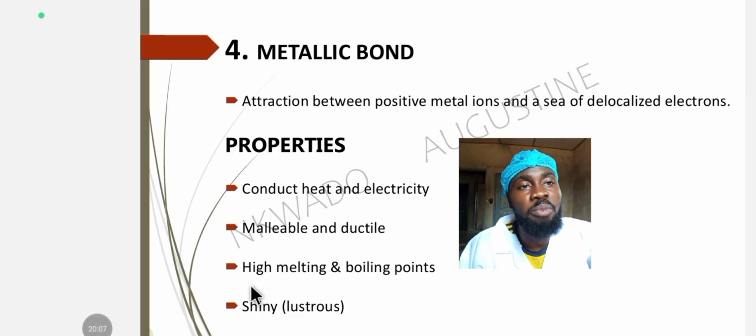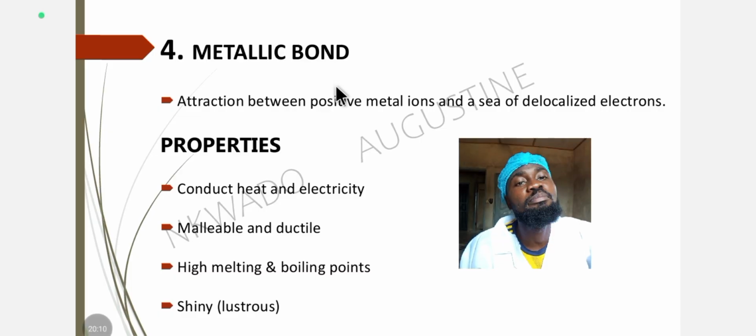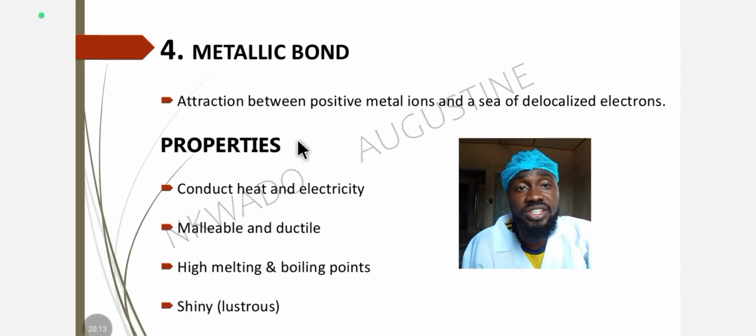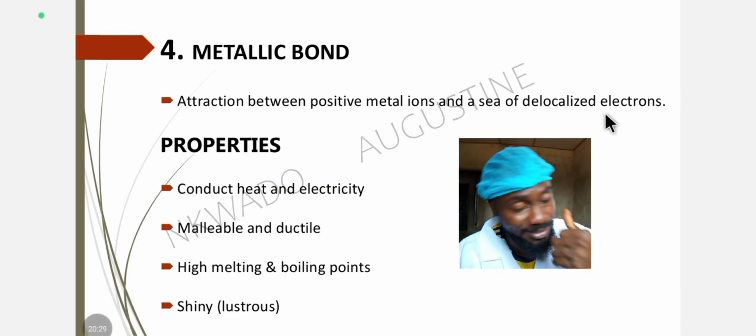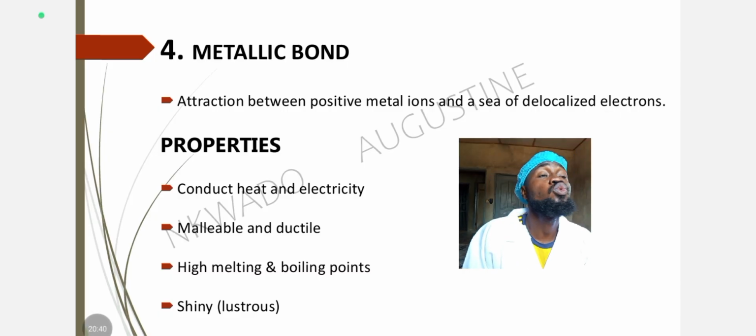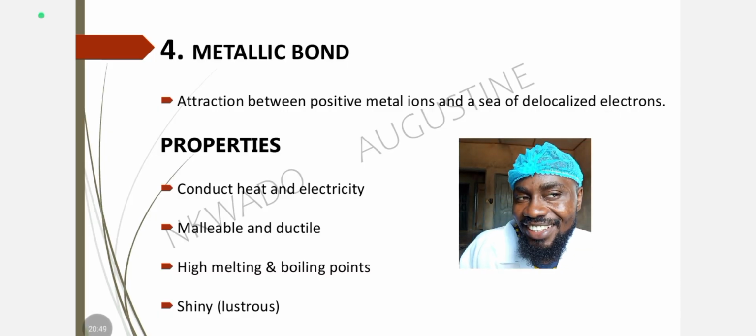Let's look at metallic bond. What is metallic bond? It's very easy, very simple. This is like the simplest. It's an attraction or force of attraction between positive metallic ions and a sea of delocalized electrons. That's it. Covalent bond is between two negatively charged atoms, but in metallic bond you're having two positively charged atoms. Have I made myself clear?